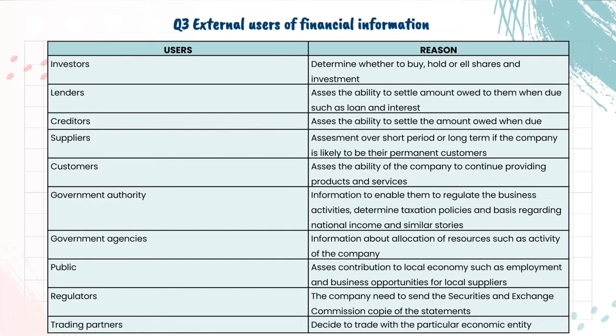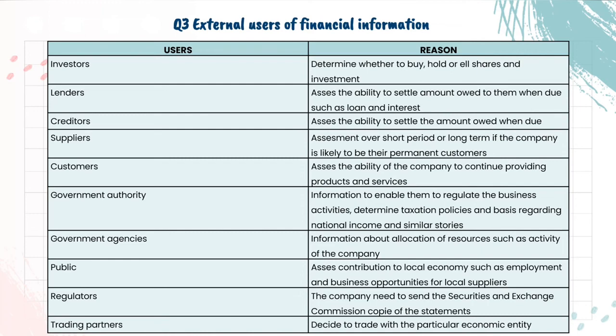Next, external users of financial information. Firstly, investors. Why do they use financial information? Because they use it to determine whether to buy, hold, or sell shares and investment. Secondly, lenders, to assess the ability to settle the amount owed to them when due, such as loan and interest. Next one is creditors, to assess the ability to settle the amount owed when due. Suppliers use financial information as an assessment over the short or long term of whether the company is likely to be their permanent customer.